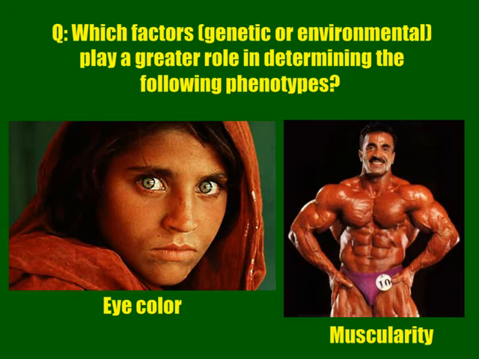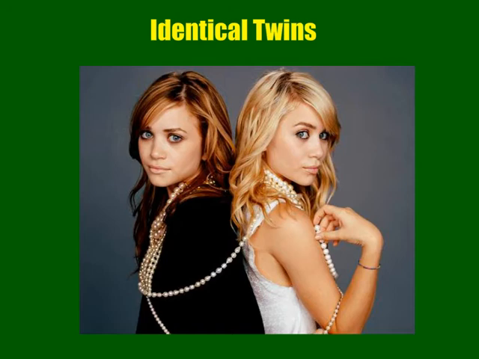So in this case, muscularity would probably have a greater environmental component than it does a genetic component. If you want to see just how important our genotype is in determining our phenotype, you should take a look at identical twins. Now remember, identical twins are derived from the same fertilized egg or zygote, so they contain exactly the same genes. And so examples of identical twins that you're probably familiar with are Ashley and Mary-Kate Olsen.